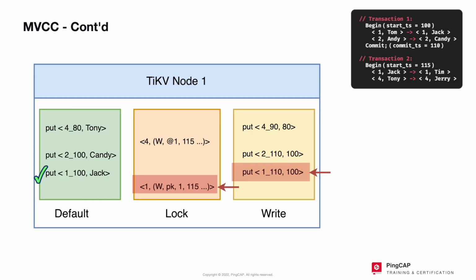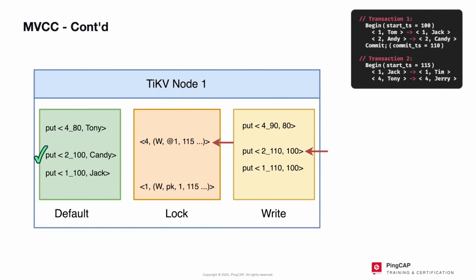The values that have been committed are recorded in the write column family and are ordered by time from the most recent to the least recent, so key equals 1_110 in the write column family is the most recent commit with a TSO of 120. So we follow key equals 1_110, value equals 100 in the write column family. And in the default column family, we see key equals 1_100, value equals Jack.